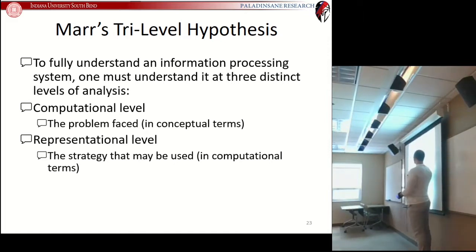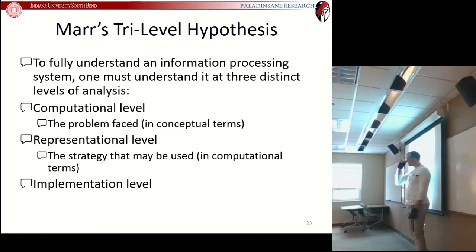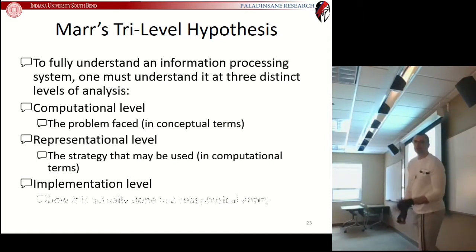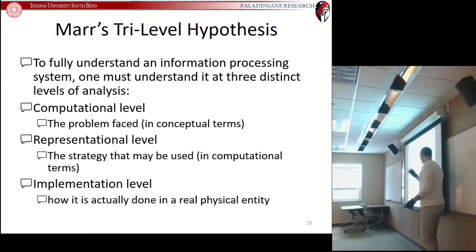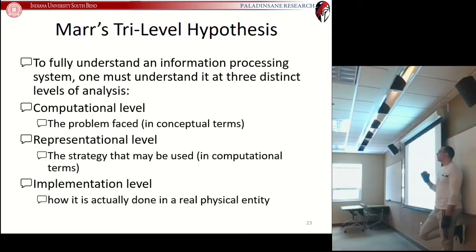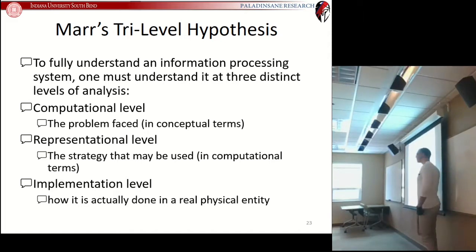At that point, we still don't have a full understanding of how cognition works. And the last part is the implementation level. And the implementation level is, how is this strategy actually done in a physical entity? So if you're a computer programmer, how do you put this strategy into an actual computer program? If you're a psychologist trying to understand the human mind, the implementation level is, how does our brain, our body, and perhaps the world actually physically make this strategy possible, put this strategy into action?